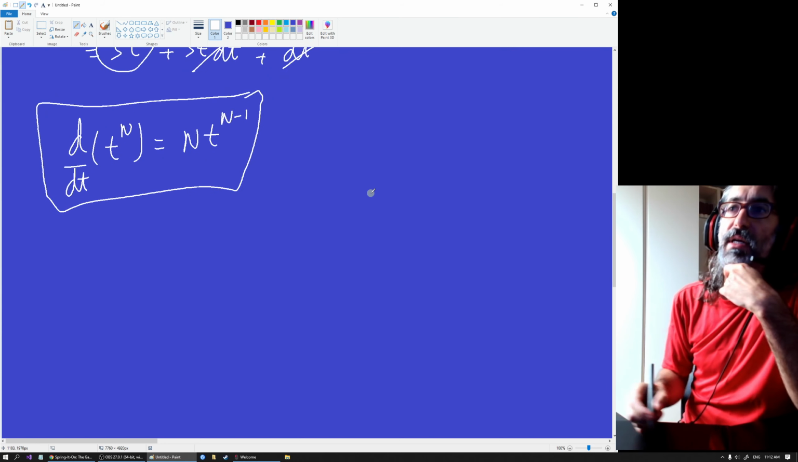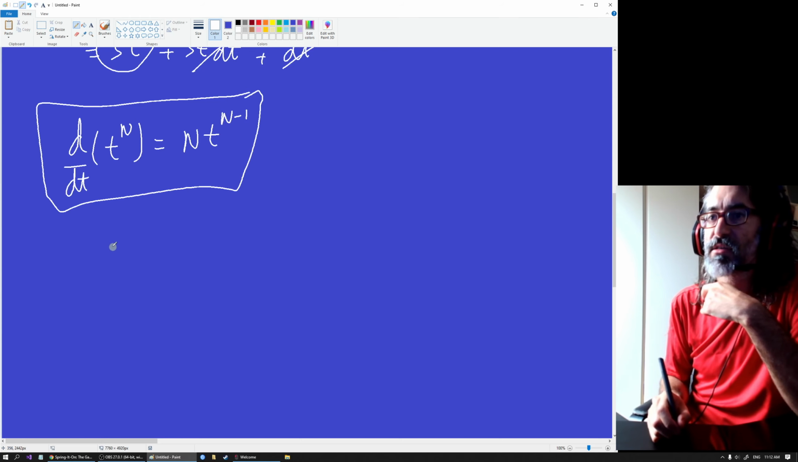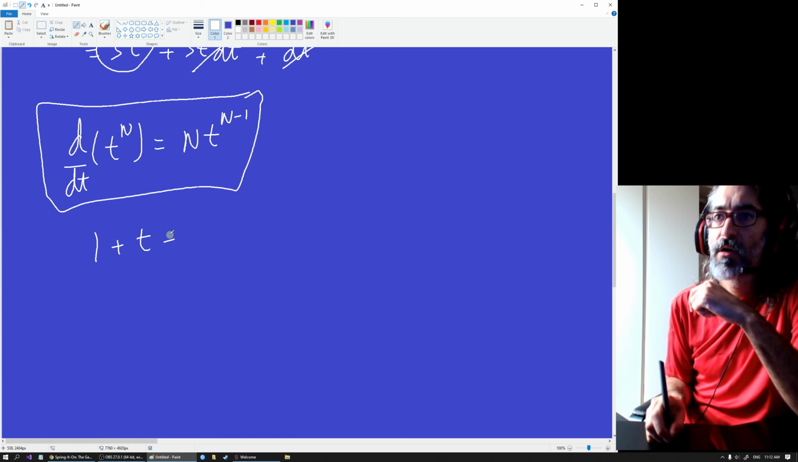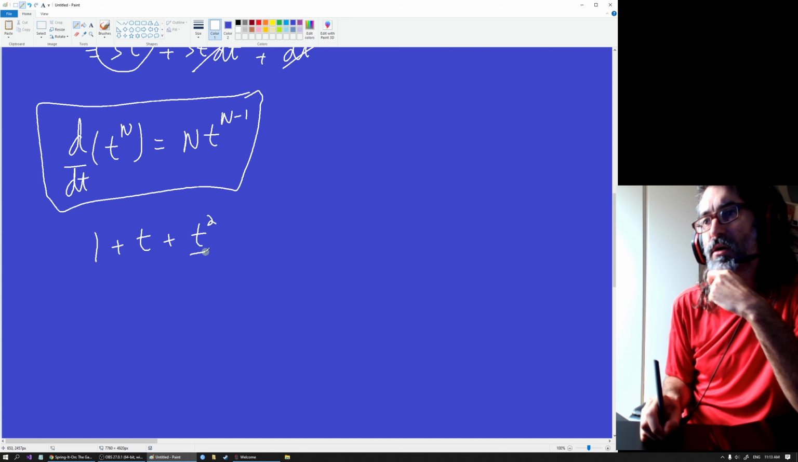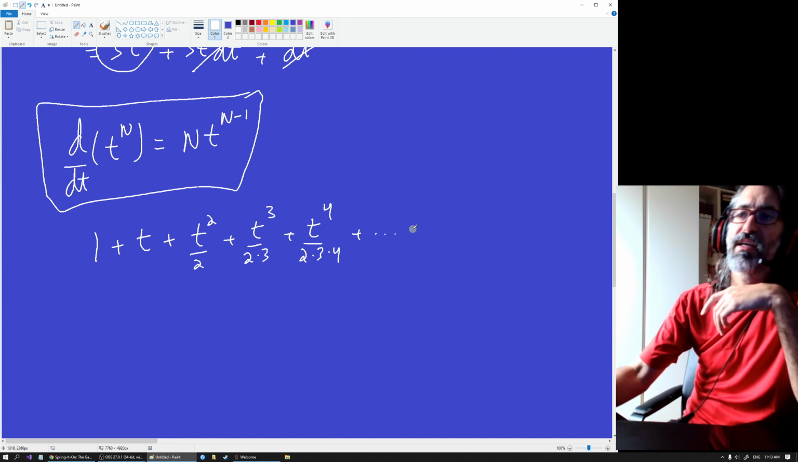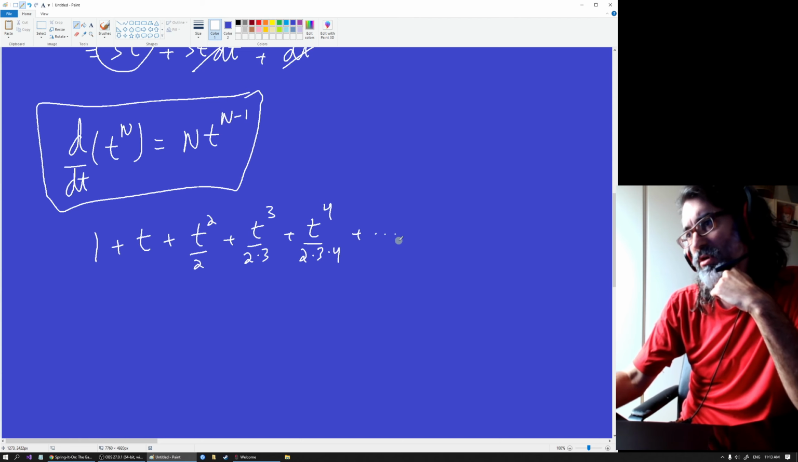And from this, we now introduce, let's say we have a function that looks like, let's try something, okay? I'm going to do something really magical here. So I have 1 plus t plus t^2 over 2 plus t^3 over 2 times 3 plus t^4 over 2 times 3 times 4. So again, this is the leap of faith. I'm trying something here. I'm inventing this big series, and we don't know why I did that, but I just felt like writing this on the board.